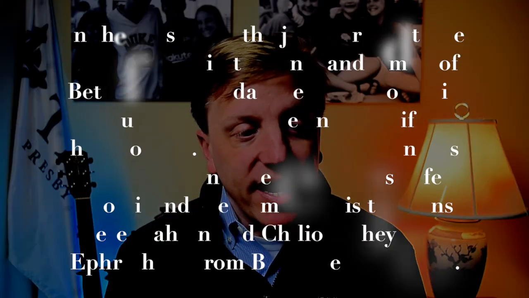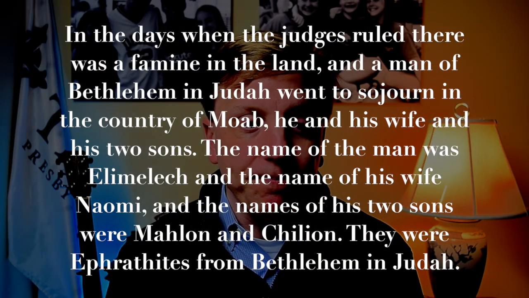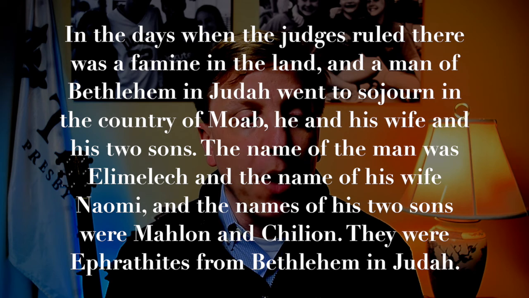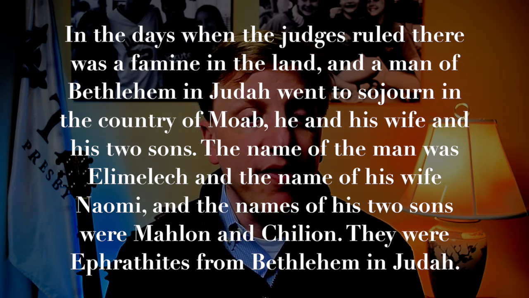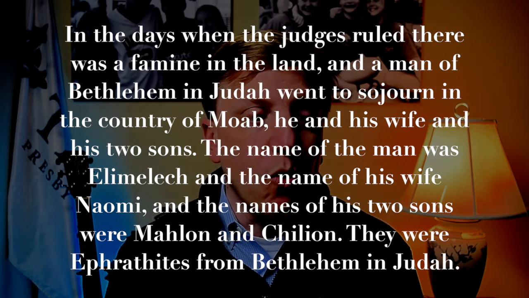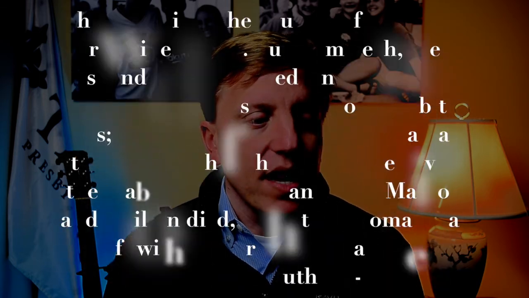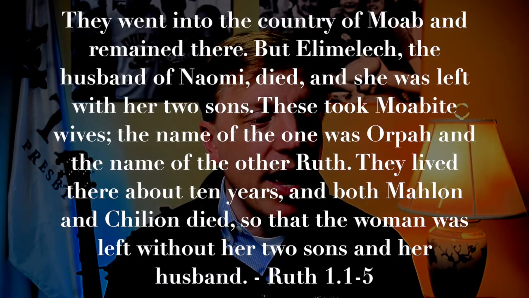It says, "In the days when the judges ruled, there was a famine in the land. And a man of Bethlehem in Judah went to sojourn in the country of Moab, he and his wife and his 2 sons. The name of the man was Elimelech, and the name of his wife Naomi, and the names of his 2 sons were Mahlon and Chilion. They were Ephrathites from Bethlehem in Judah. They went into the country of Moab and remained there.